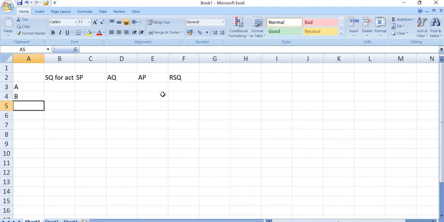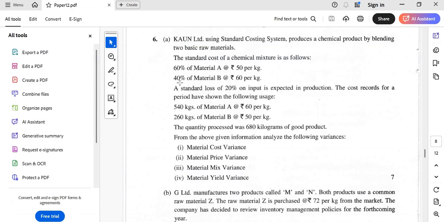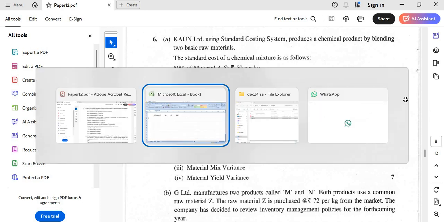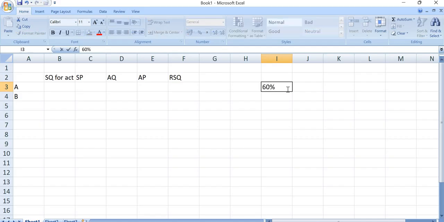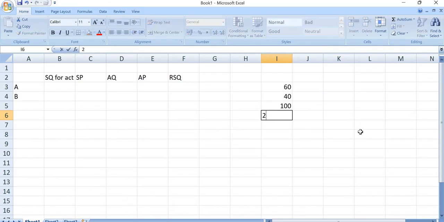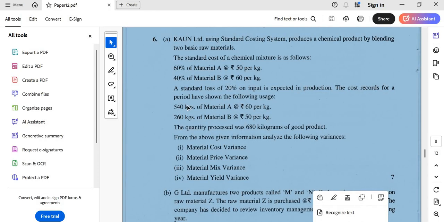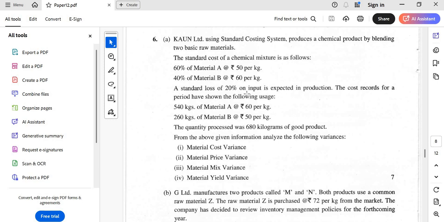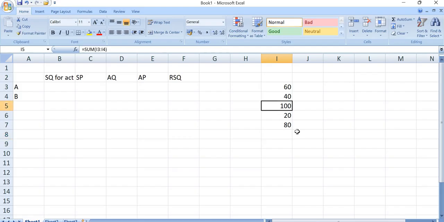So here another thing to notice, as per standard we have 60 and 40 percentage. So my standard composition is 60 and 40. So I will be getting a total input of 100. Out of this 100, my 20 percentage will be in loss. So 20 will go in loss, so 80 will be my output. Hope you all understood this. So my standard composition is 60 and 40. A standard loss of 20% on input is expected in production. So if I'm inputting 100 kgs of raw material, I can expect a loss. So this is my input A, B, loss. So my output will be 80%.